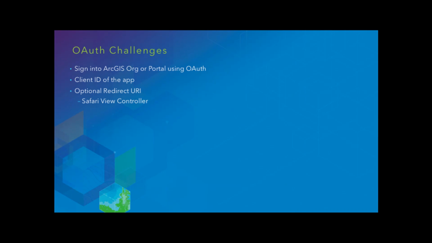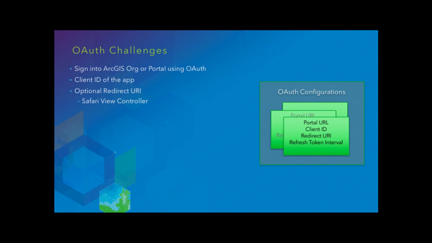So far, I talked about the authentication manager in a very generic sense, and it becomes a little more specific when you want to authenticate users using an OAuth login. In case of OAuth, you would first need a client ID, as most of you would know, that you get from your ArcGIS organization or portal, and you would also have an optional redirect URI, in which case you can show the OAuth page within iOS's Safari View Controller. So an OAuth configuration object has to be created with all of this information.